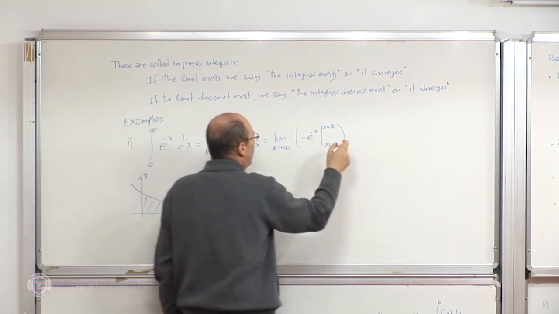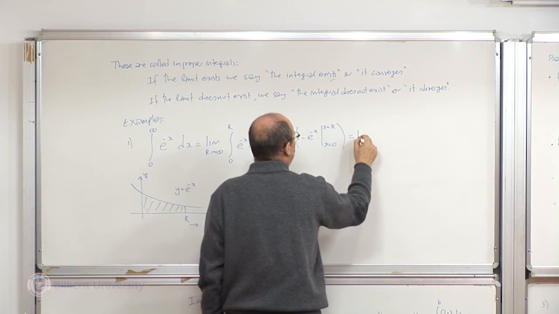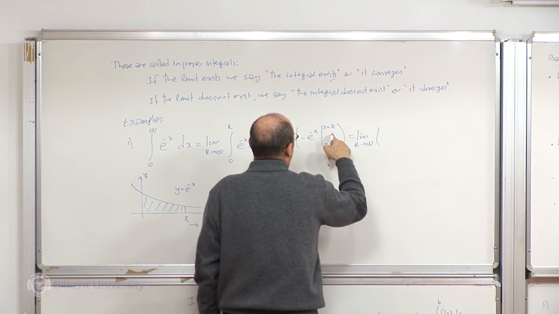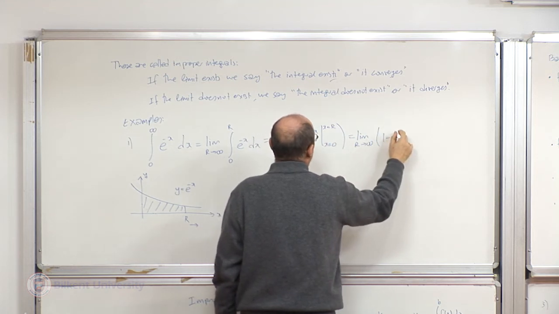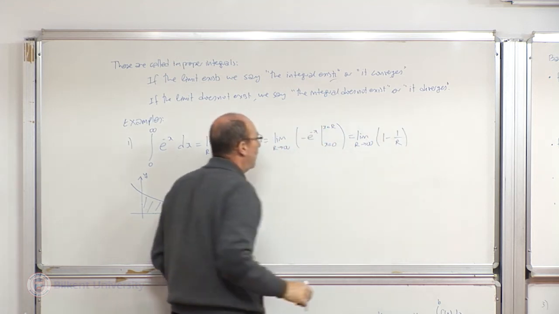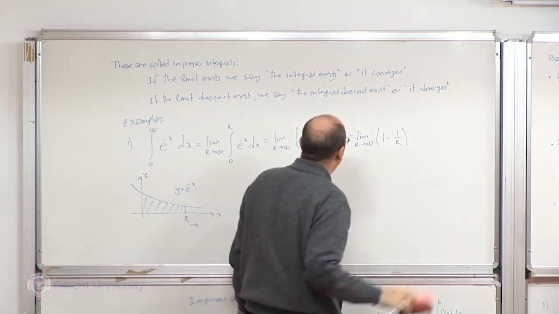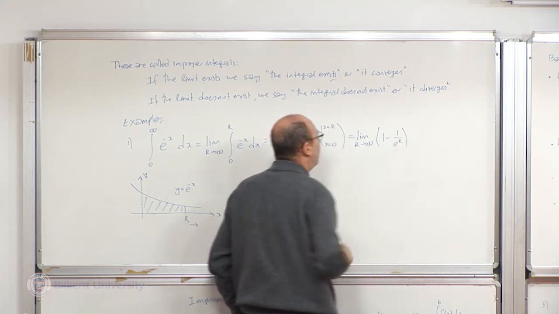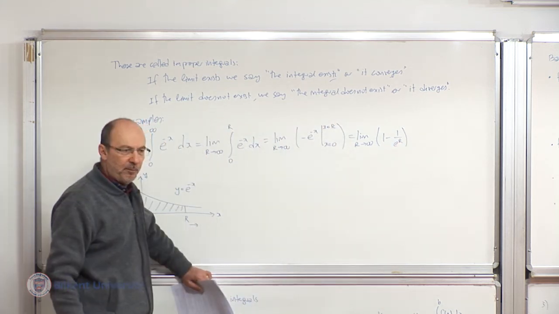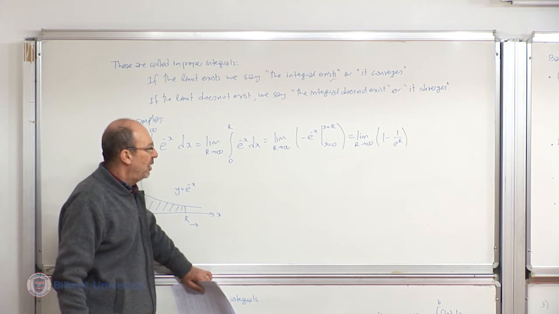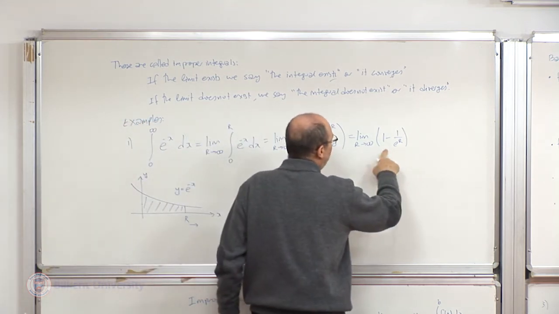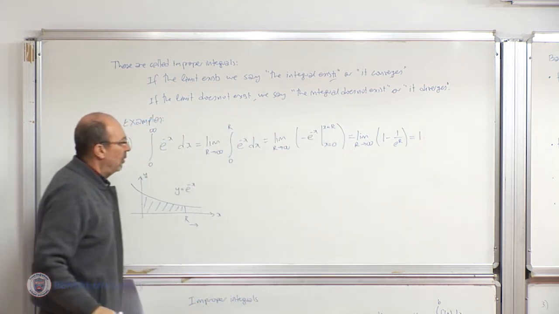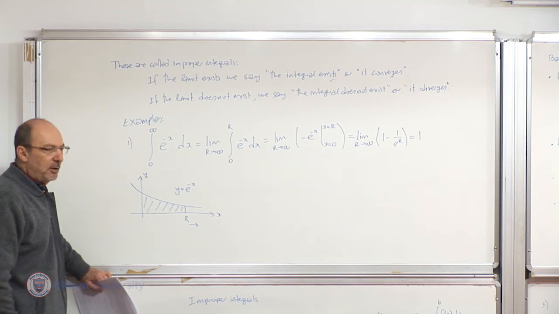So I evaluate this, again carrying this limit sign with me, r goes to infinity. So this is 1 minus 1 over e to the r, 1 minus e to the minus r. Now I take the limit as r goes to infinity. You see this expression is nice, I can take the limit. This is 1. So the area under this is 1.